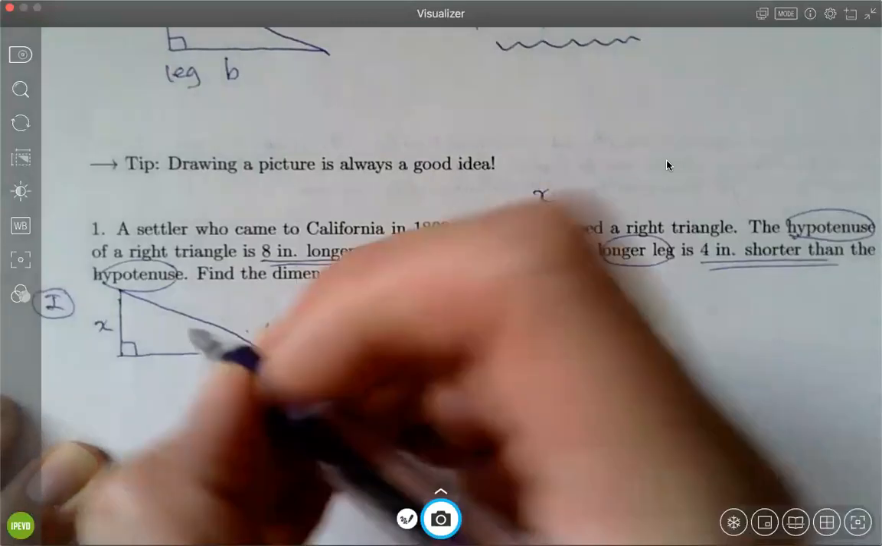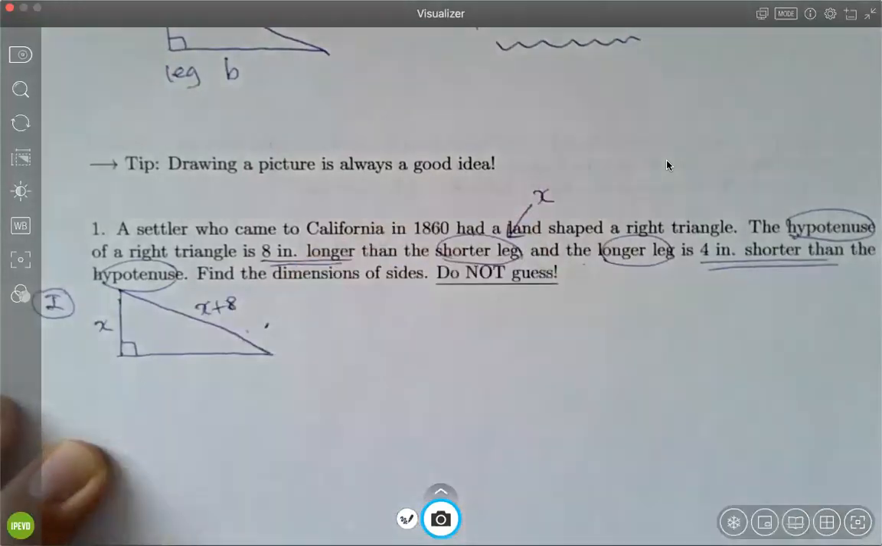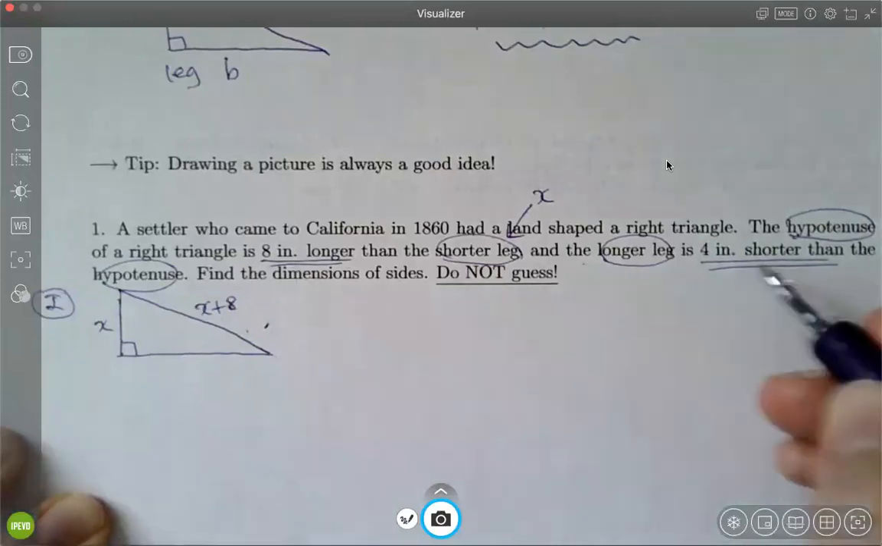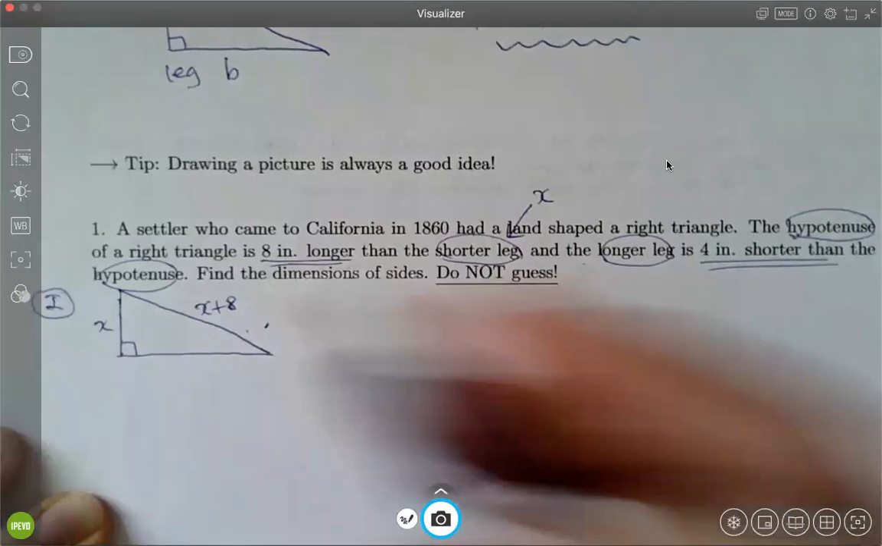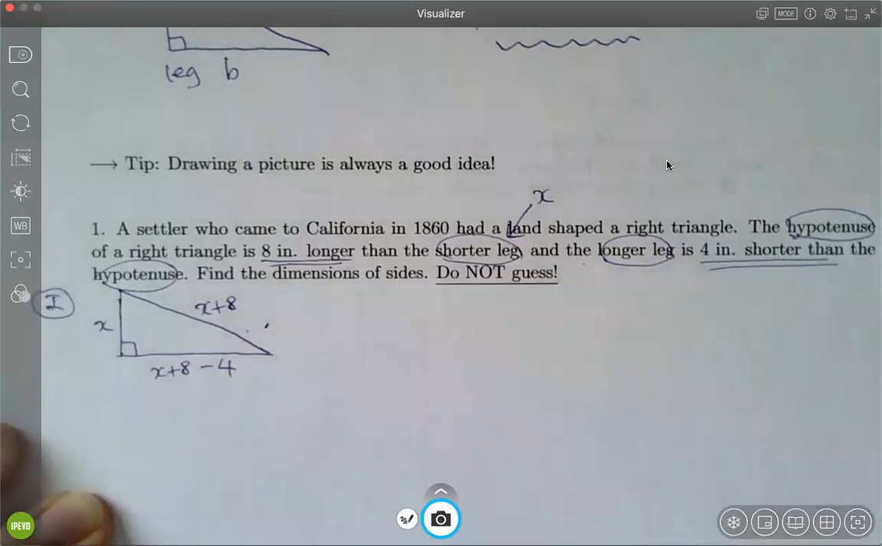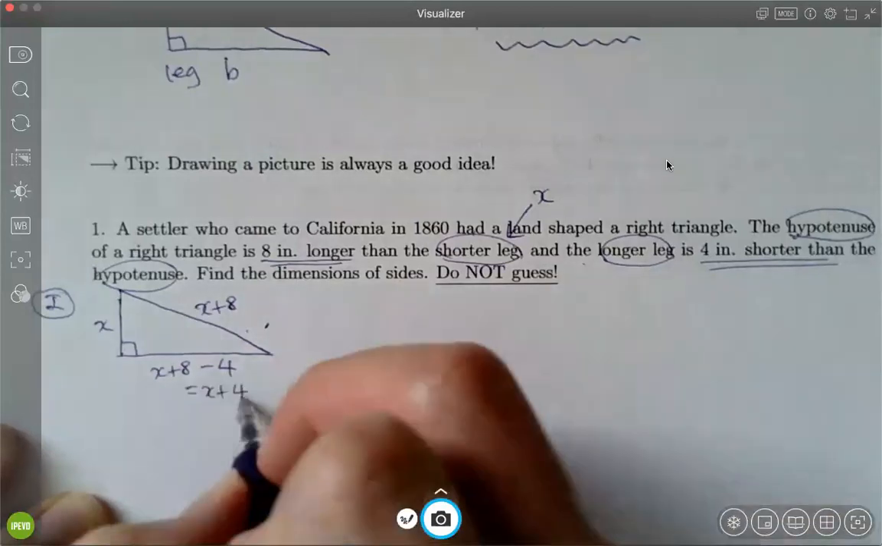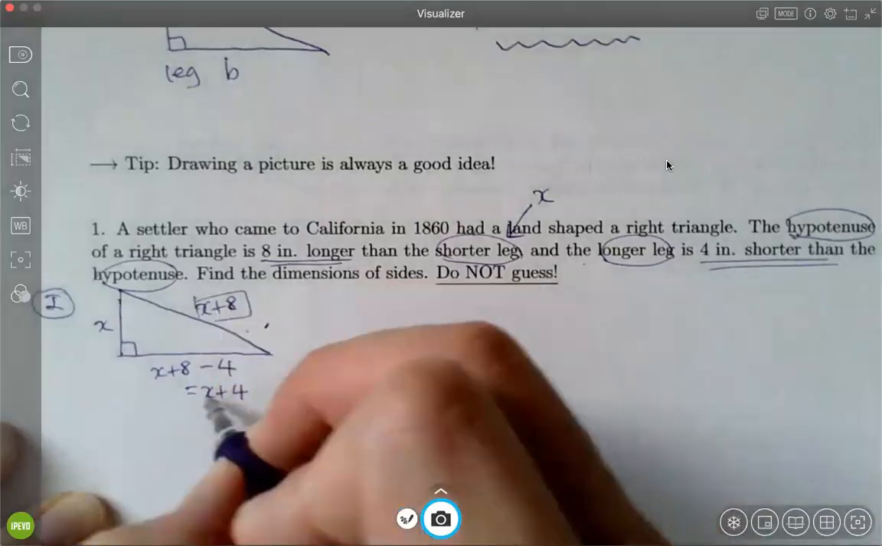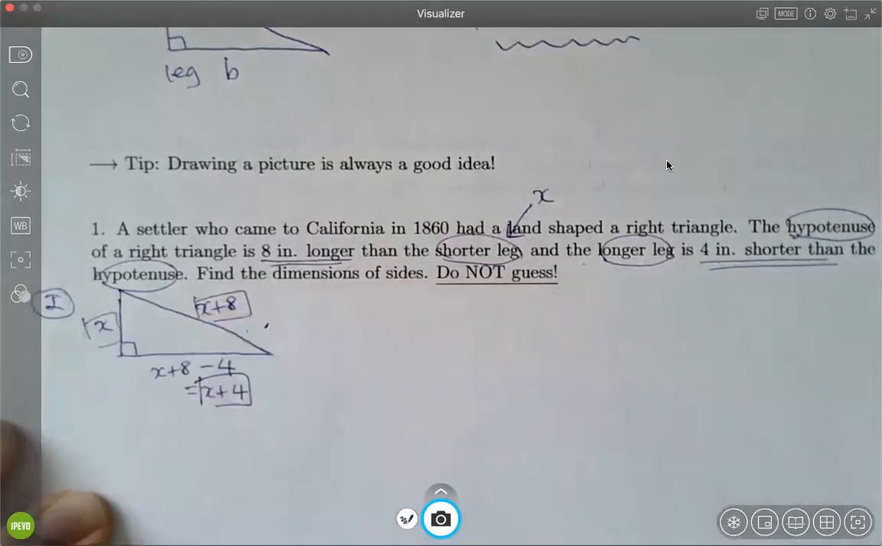Okay, x plus 8. And now, what's the expression for the longer leg in terms of x? X plus 4. Yes. Do you see why? The longer leg is 4 inches shorter than the hypotenuse, right? So what does that mean? X plus 8 and then minus 4, right? In short, this is equal to x plus 4, right? So we have x plus 8, x plus 4, and x. So that is the first step.